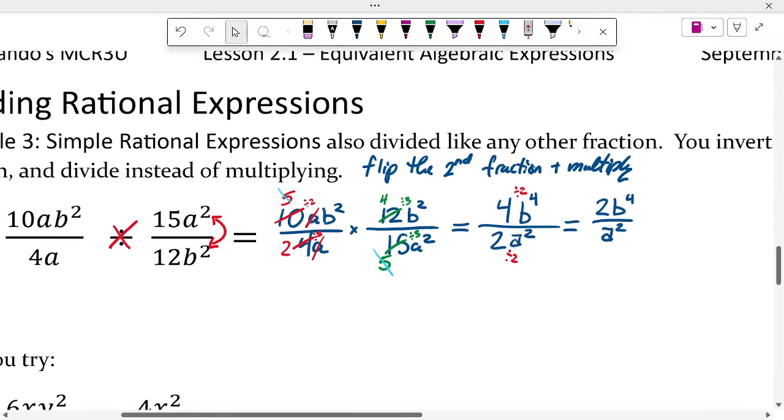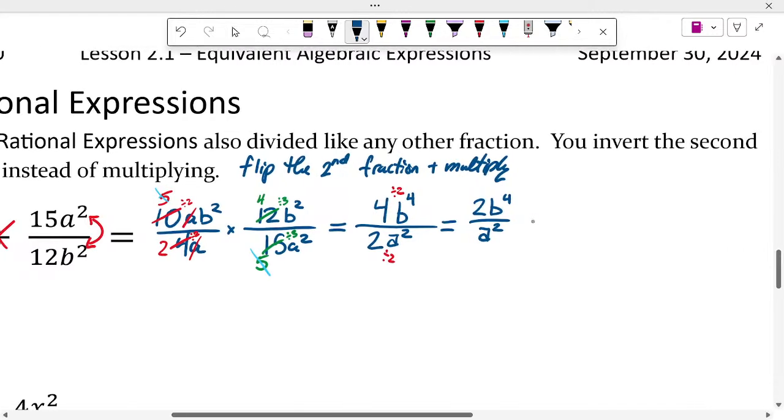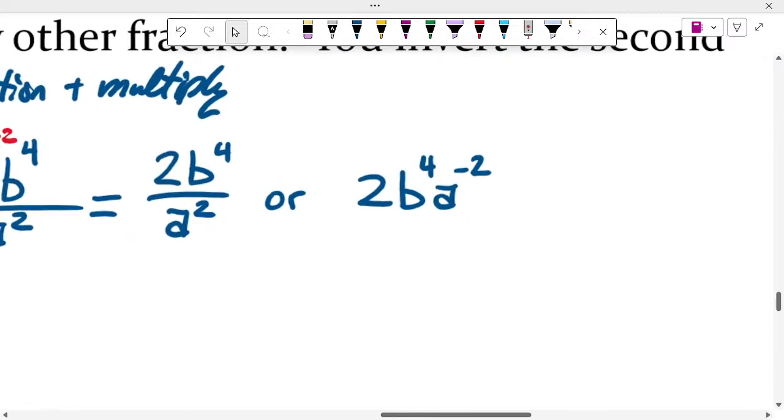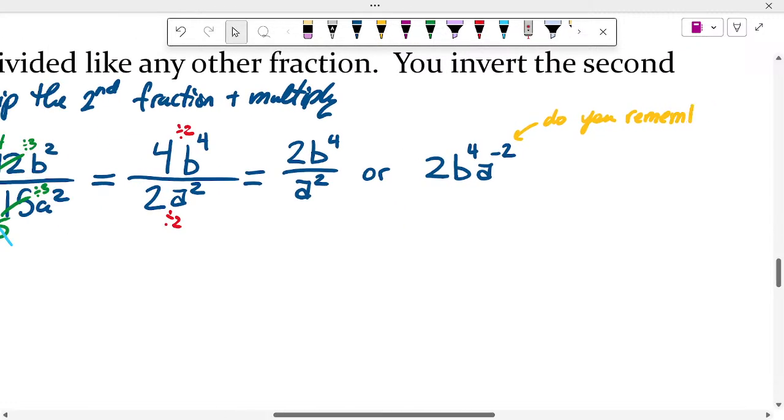You should have learned negative exponents last year, yeah? So if you wanted to, how else could you write this? You could write this as 2b to the power of 4, a to the power of negative 2. Does that ring a bell? Do you remember negative exponents? You did them. I promise you did them. You did them in grade 9.